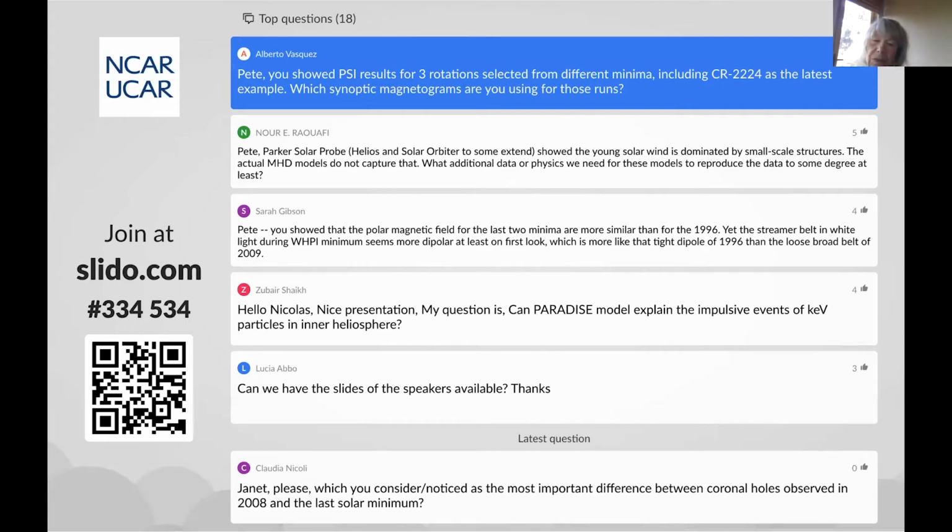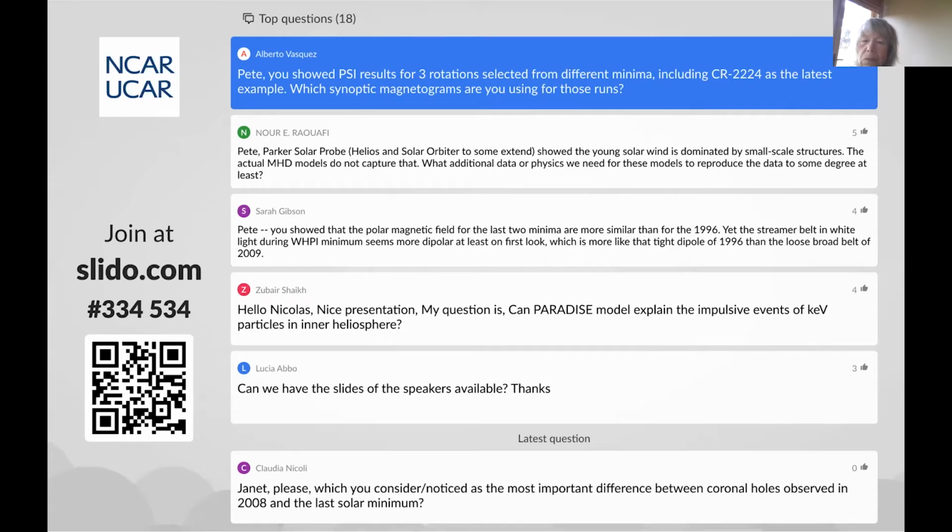Thanks. Pete, in your talk, you showed PSI results for different rotations from different minima. In particular, the latest one was Carrington rotation 2224. I was just interested in knowing which boundary conditions you used for those simulations.